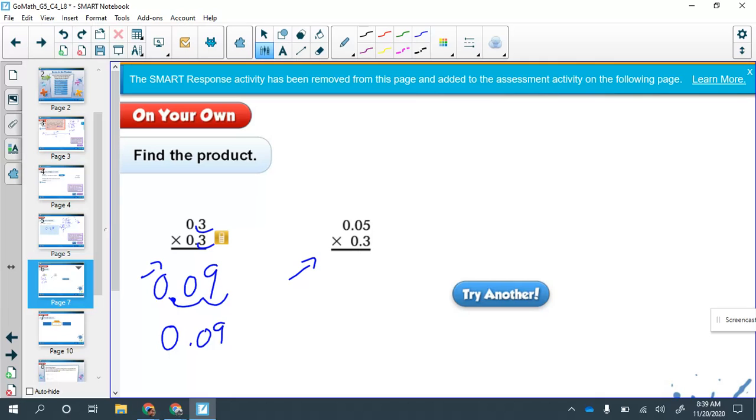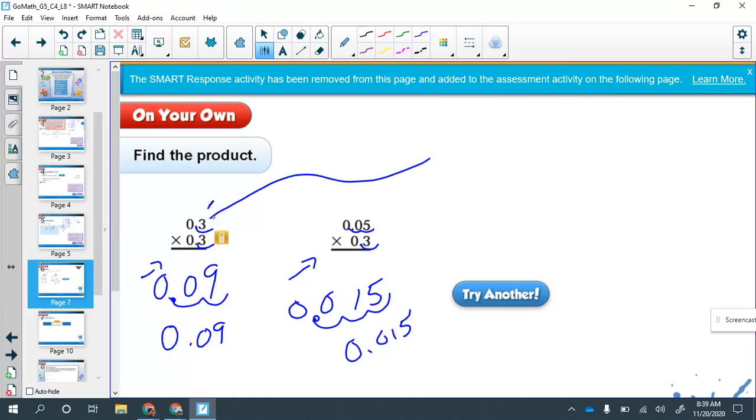I'm going to look at the one over here to the right. All right, 3 times 5 is 15. I look here and there are 2 decimal places in that top number and a third decimal place in the bottom number. So I move it once, twice, and a third time, and I get 15 thousandths. So 15 thousandths. All right.